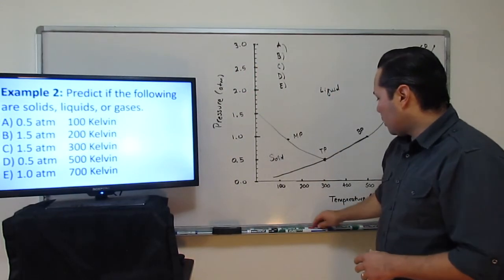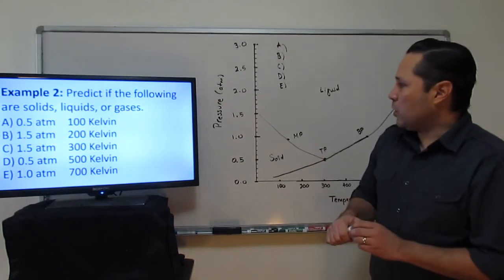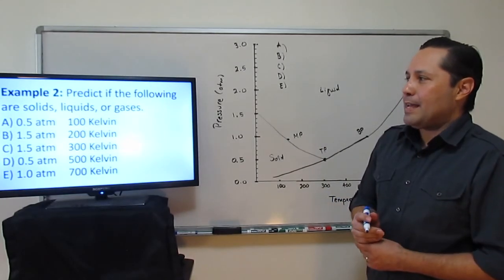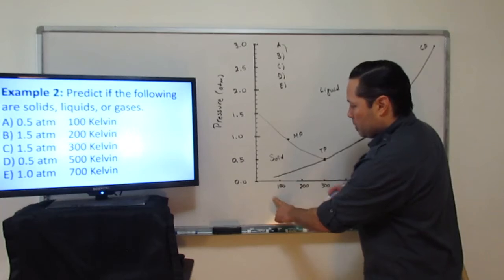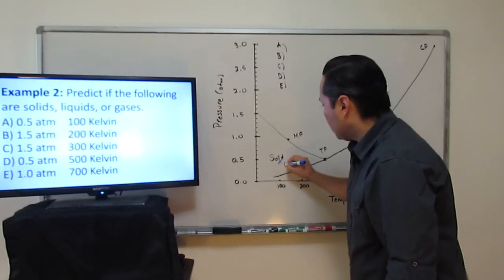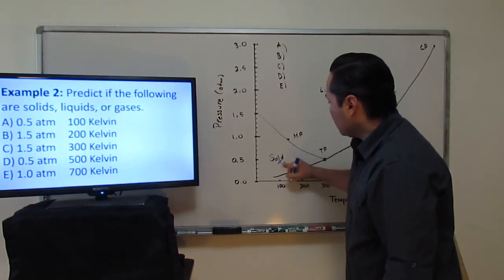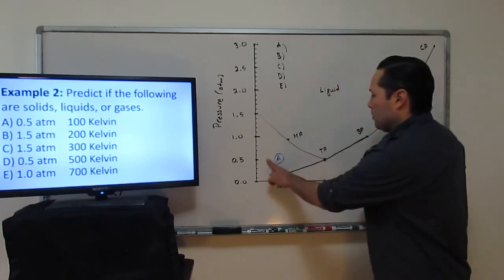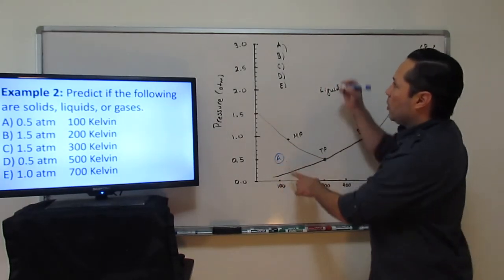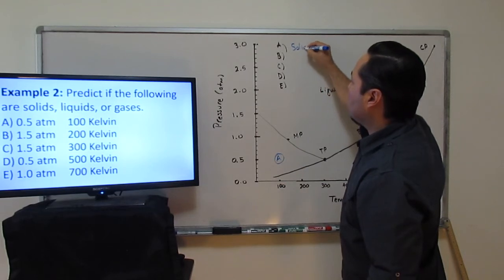All right, so I'm going to change colors a bit. Let's go with the blue, and the first one, A, is at 0.5 and 100 Kelvin. So here's 0.5 pressure, 100 Kelvin. So it'll be roughly around here. I'm going to put an A in its spot. Maybe I'll erase my solid. I'll rewrite it in a bit. But that one was in the solid section. I'm going to put here solid.